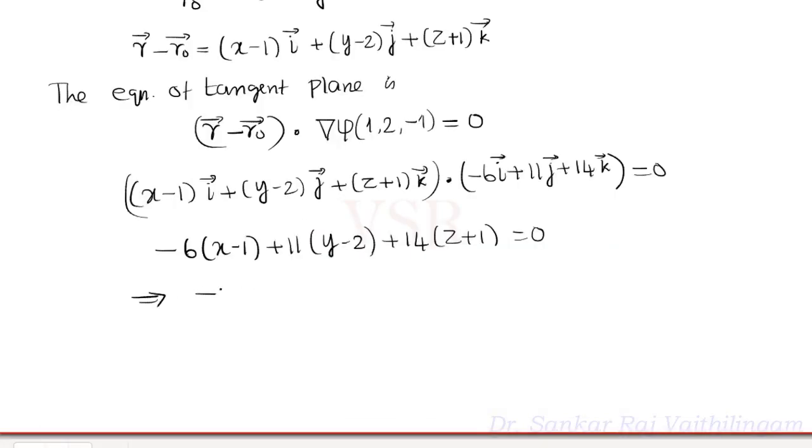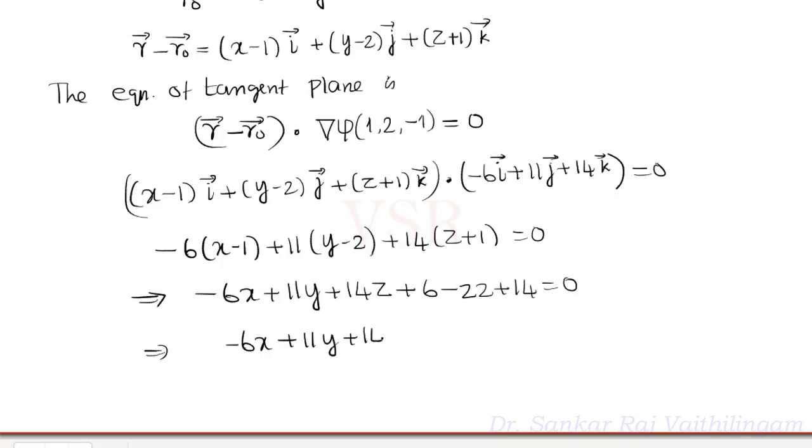Minus 6x plus 11y plus 14z plus minus 1 plus 6 minus 11 minus 22 minus 11 22 minus 22 plus 14, which is equal to 0. So 16, 6, 20 minus 22, so minus 2. So this implies that minus 6x plus 11y plus 14z minus 2 is equal to 0. So I will write this as 2.